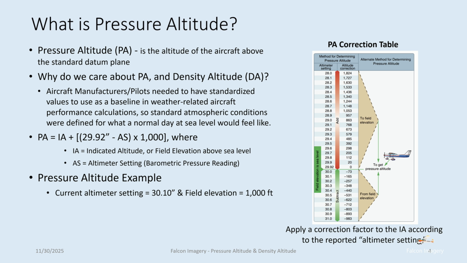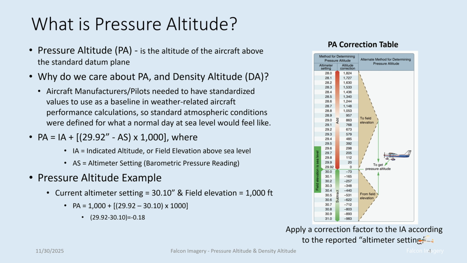All right, let's do a pressure altitude example. We have a current altimeter setting of 30.1 inches of mercury and a field elevation of 1,000 feet. Well, we know the pressure altitude equation is 1,000 for the field elevation, that's our indicated altitude, plus 29.92 minus 30.1 inches times 1,000. Well, if we take the difference between 29.92 and 30.10, we get 0.18.